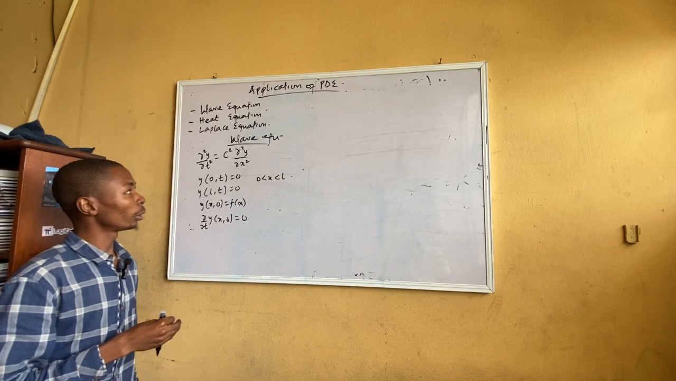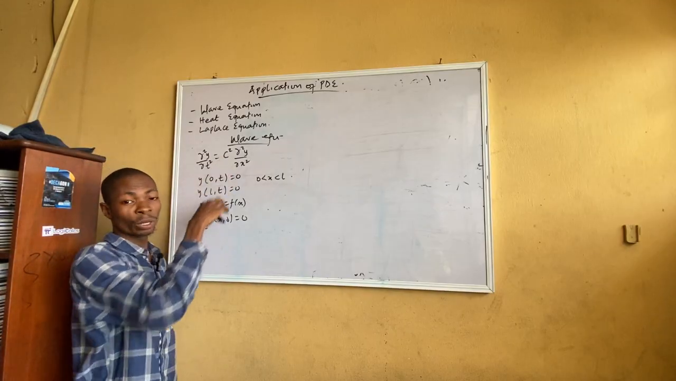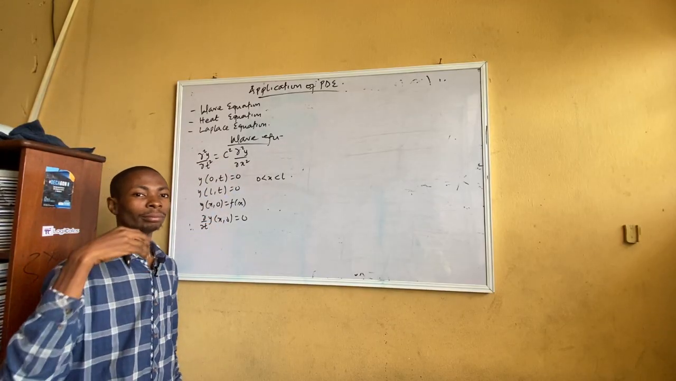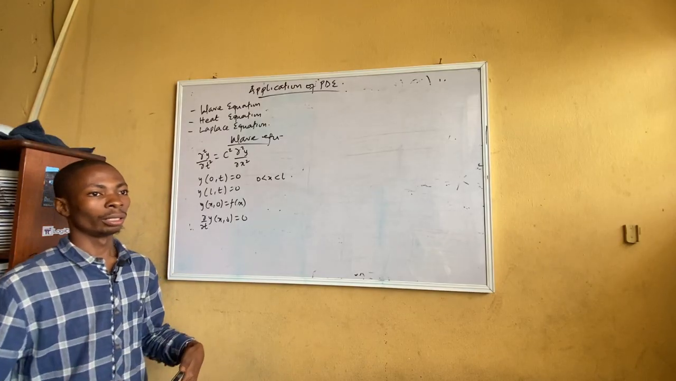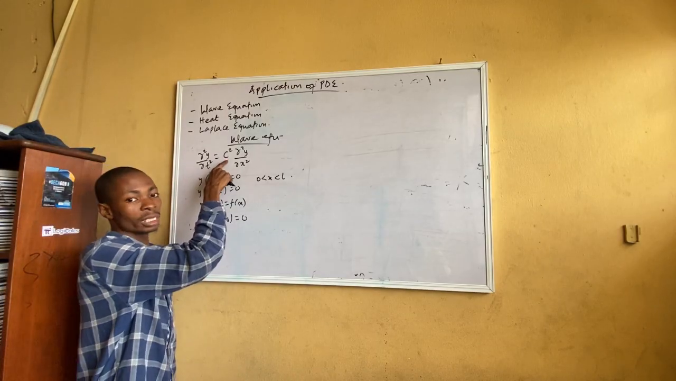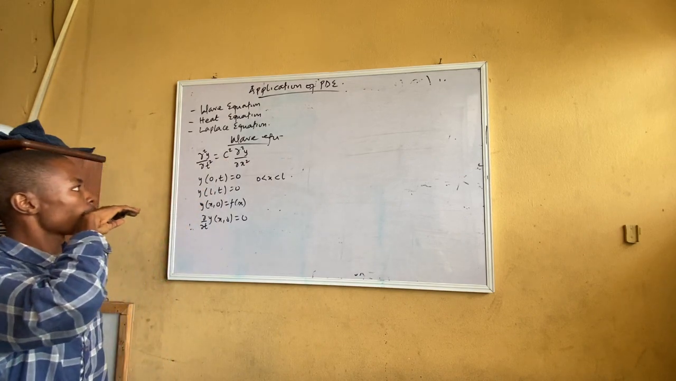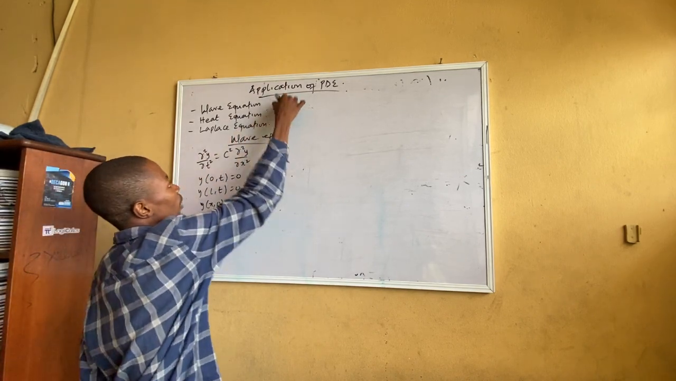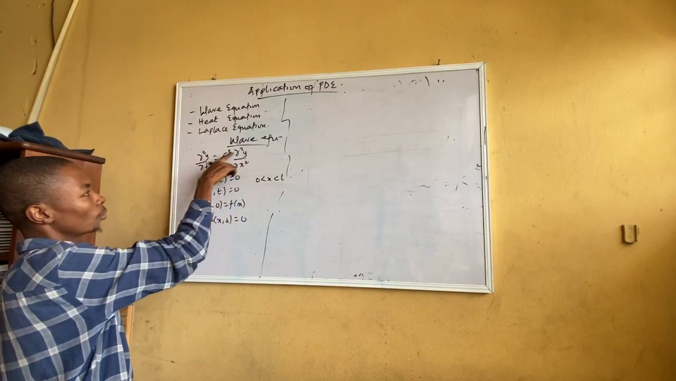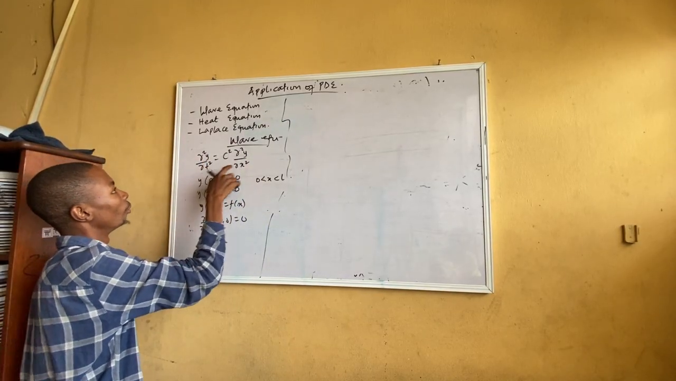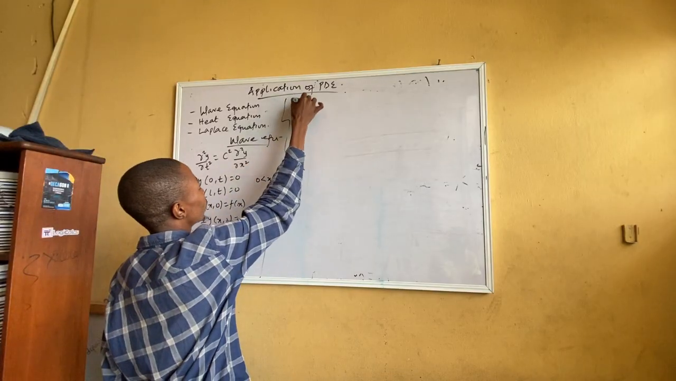d square y dt square equals c square d square y dx square. This c represents the speed of the wave. When you have a wave, it exhibits some properties: amplitude, frequency, speed, and all that. So this c represents the speed of the wave, okay? So it's a constant. How do we start now? We start by saying let u equals what? Oh, we are not using u. This is y. y is what we are solving for.